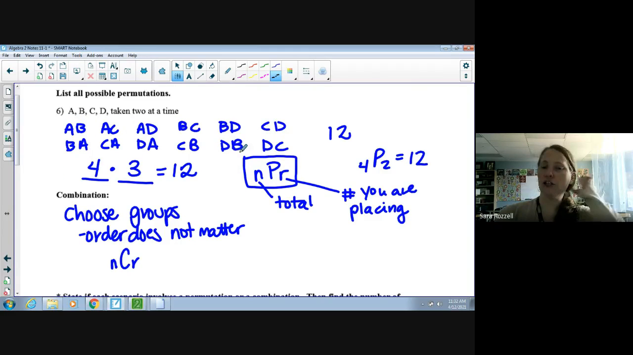So if I were doing combinations, how many combinations would I have in this problem if I had 4 of them and I just wanted pairs? How many different pairs would there have been? AB and BA would be the same. This would be the same. That would be the same. That one, and that one. So there's only 6 pairs. A and B, A and C, A and D, B and C, B and D, C, D. Because it didn't matter what order they went in. So for a combination, in this particular situation, if I did 4C2, it would only be 6 because it doesn't matter which one came first and which one came second.